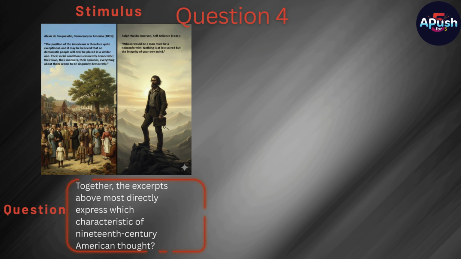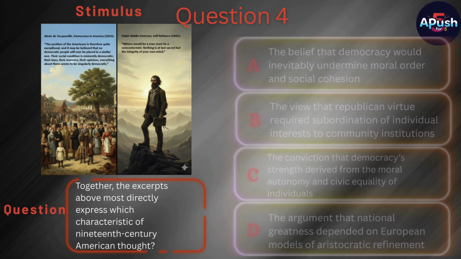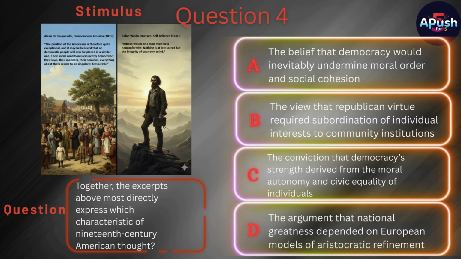Question. Together, the excerpts above most directly express which characteristic of 19th century American thought? A. The belief that democracy would inevitably undermine moral order and social cohesion. B. The view that republican virtue required subordination of individual interests to community institutions. C. The conviction that democracy's strength derived from the moral autonomy and civic equality of individuals. D. The argument that national greatness depended on European models of aristocratic refinement.